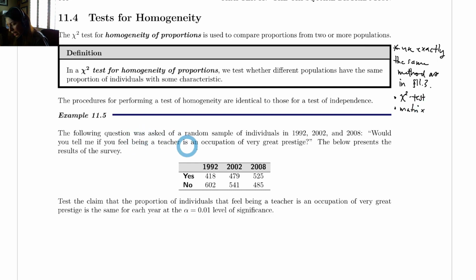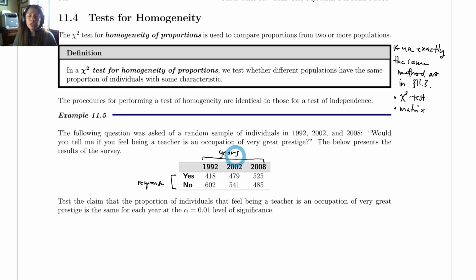The following question was asked of a random sample of individuals in 1992, 2002, and 2008. Would you tell me if you feel being a teacher is an occupation of great prestige? The below presents the results of the survey. So by row, we have the response, and the columns are the years.